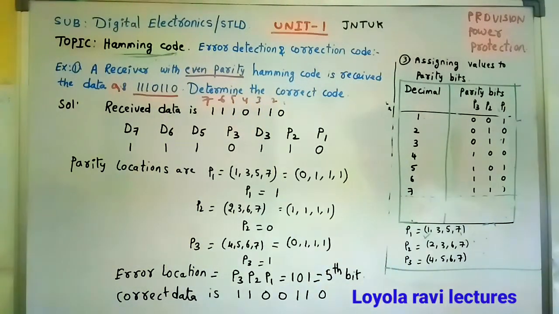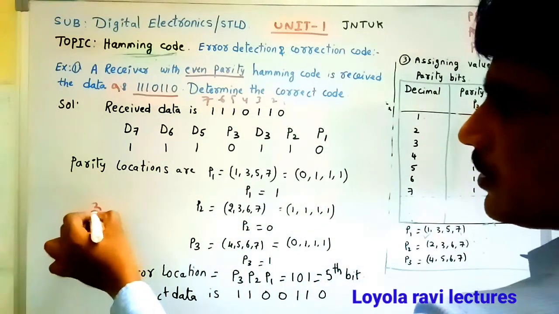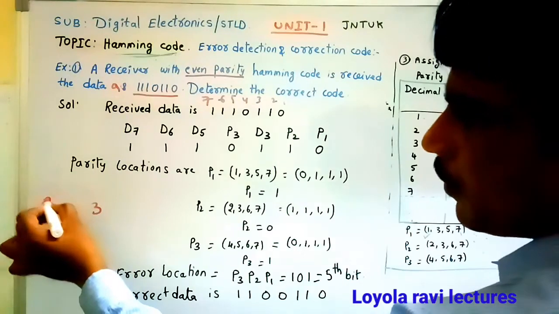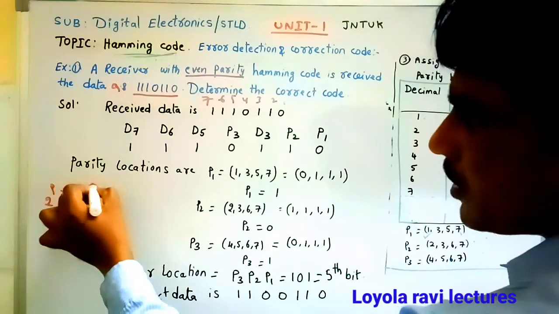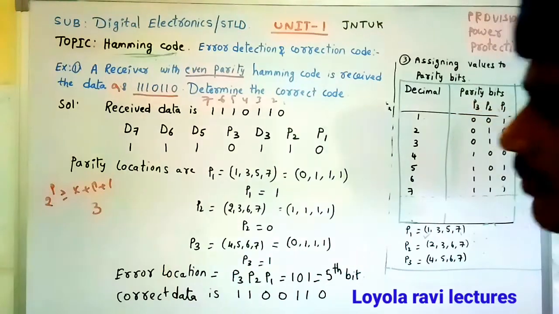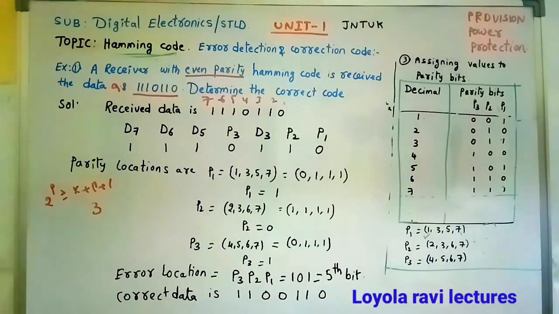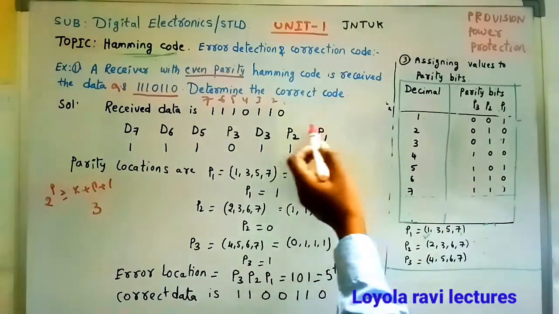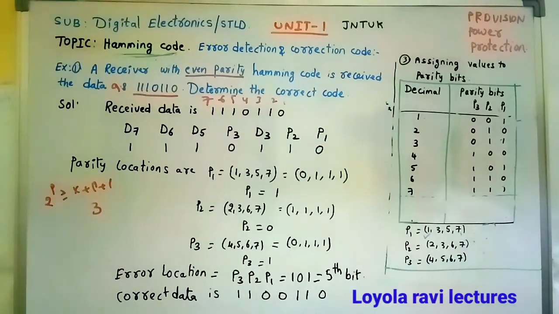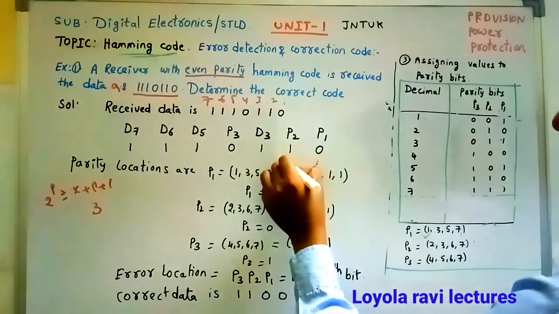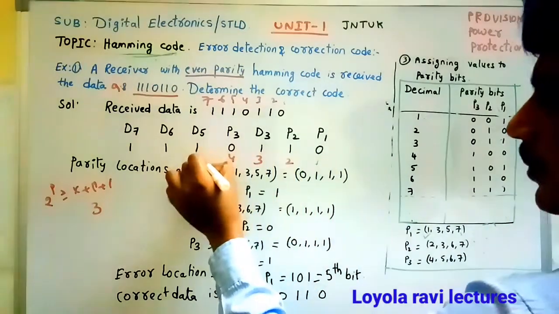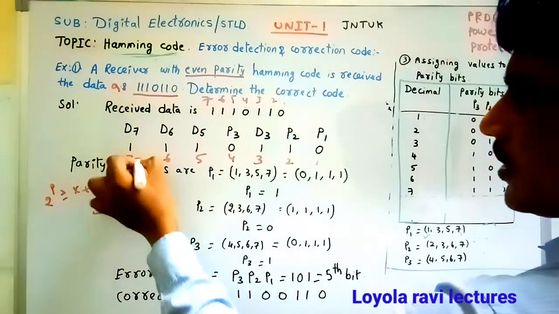In 7-bit Hamming code, how many parity bits do we have? 3 parity bits. 2 power p is greater than or equal to x plus p plus 1. By using this formula, if you find the parity bits for the 7-bit Hamming code, it has 3 parity bits. Those are p1, p2 and p3. So first location, second location, third location, fourth location, fifth location, sixth location and seventh location.